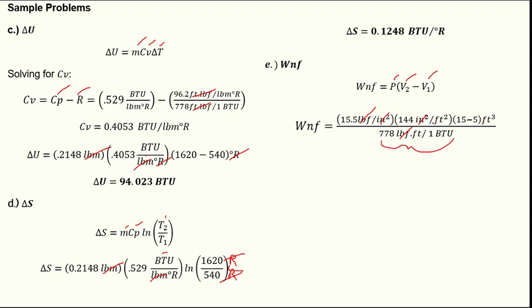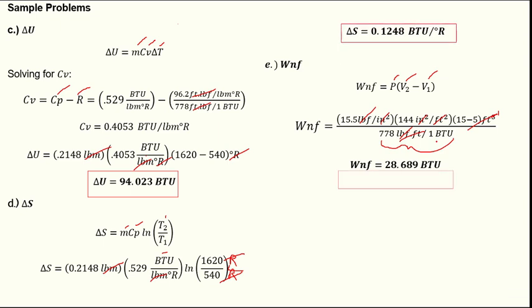Cancel to. Cancel. Magiging isa na lang. Then, cancel. Kasi meron dito sa baba. Therefore, yung unit mo dapat in terms of BTU. So, input nyo sa calcu, work non-flow is equal to 28.689 BTU. Okay. So, direct sub lang kapag kabisado mo yung formula.